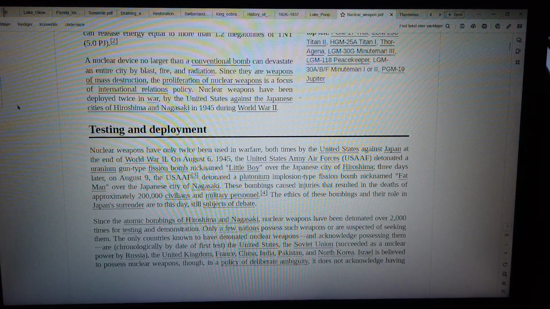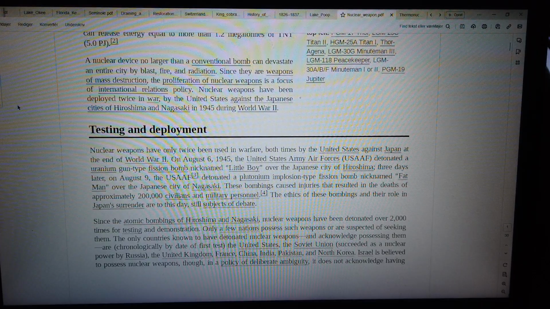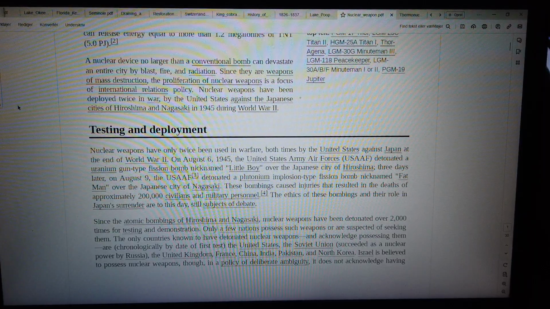On the 6th of August, 1945, the United States Army Air Forces detonated a uranium gun-type fission bomb nicknamed Little Boy over the Japanese city of Hiroshima. Three days later, on August the 9th, the USAAF detonated a plutonium implosion-type fission bomb nicknamed Fat Man over the Japanese city of Nagasaki. These bombings caused injuries that resulted in the deaths of approximately 200,000 civilians and military personnel. The ethics of these bombings and their role in Japan's surrender are to this day still subjects of debate.